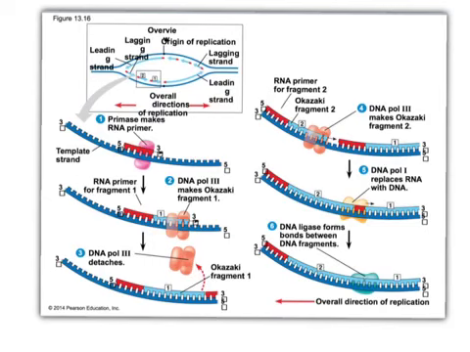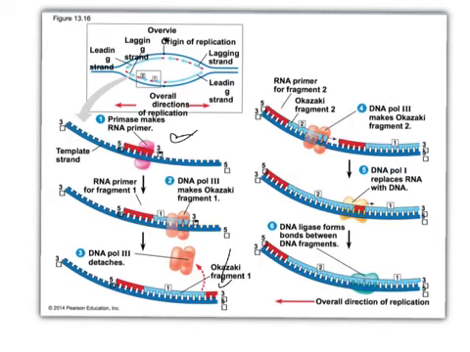So here's the lagging strand. You have an RNA primer, 5' to 3'. Then DNA polymerase 3 makes an Okazaki fragment, and it will continue until it runs into a primer ahead of it.